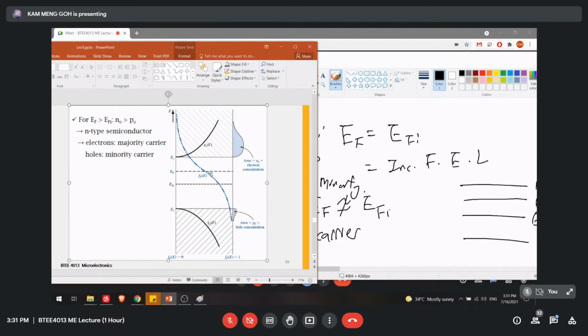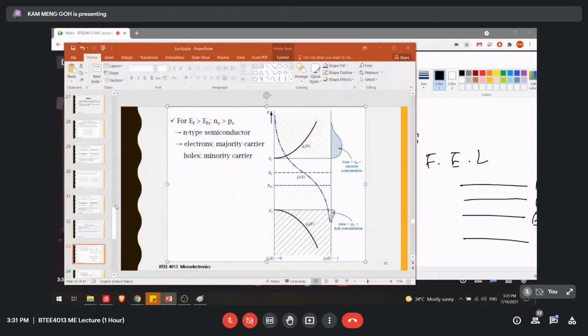Diagram wise, last time we learned about this diagram already. But you can see that after adding, let's say, the dopant, this area will be larger than this area. This area represents the hole concentration. Right now the area is larger than the hole one. So that's why this is the n-type semiconductor.